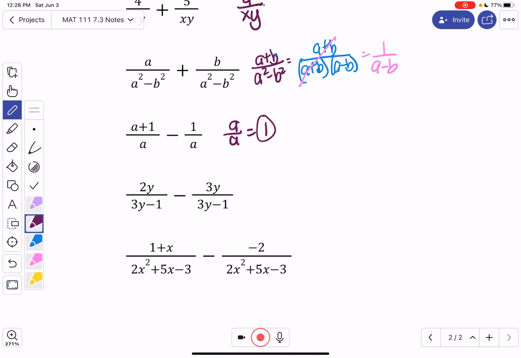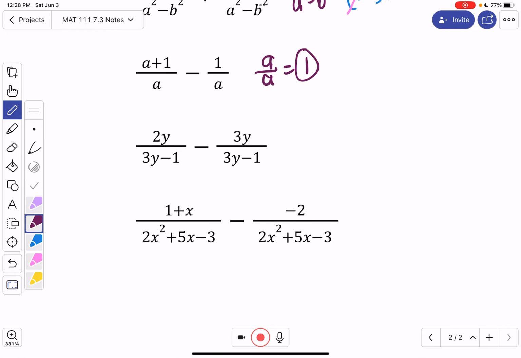Now we have a couple subtraction ones. 2y minus 3y. When you're combining like terms, 2 minus 3 is negative 1, so you'd be left with negative y on top. 3y minus 1 on the bottom, and that's your solution.